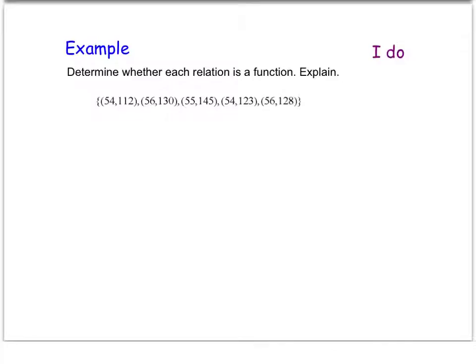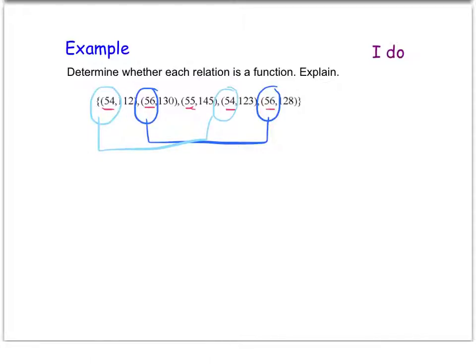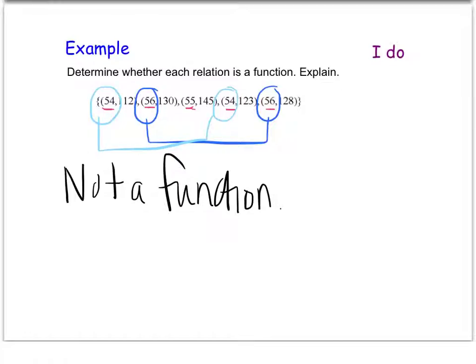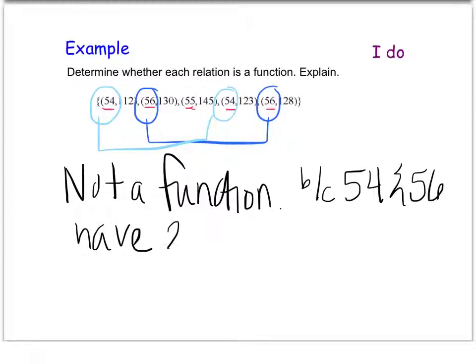So let's look here at our example. We have 54 as an x value, 56, 55, 54, and 56. Okay, so now we've got, let's see, 54 and 54, and we also have 56 and 56. Okay, so both of those are repeating, 54 and 54 and 56 and 56, because your x values repeat. This is not a function. Excuse my handwriting, but I'm on my stylus. And the reason why is because 54 and 56 have two range values.